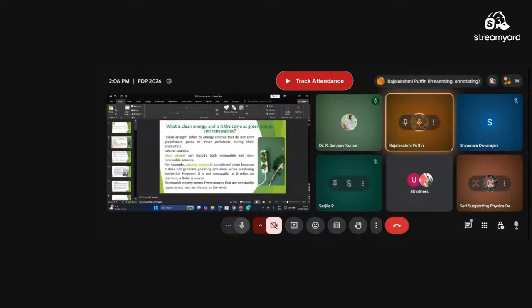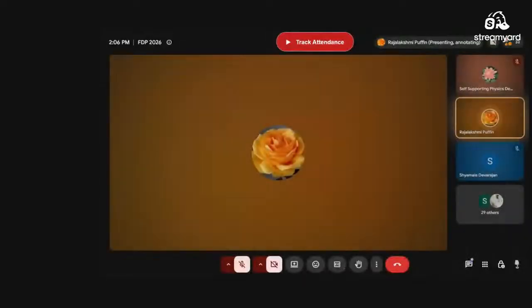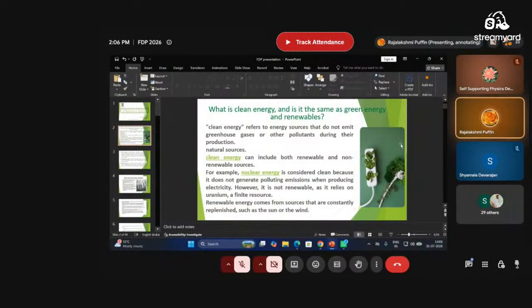Yeah. So we can divide clean energy into two types: one is renewable energy and the second is non-renewable energy, and this is all based on natural sources. How can we define renewable and non-renewable energy? For example, nuclear energy is clean because it is not generating any emissions or pollution. It is non-renewable, and purely we can take the example of uranium.